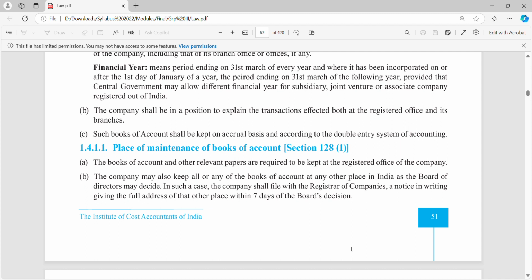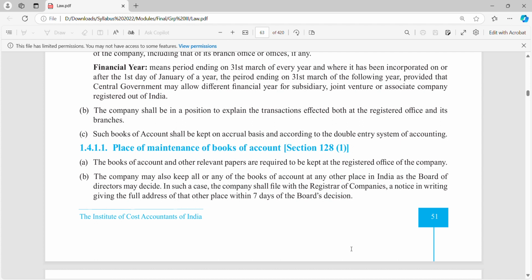The company may also keep all or any of the books of accounts at any other place in India as the board of directors may decide. In such a case, the company shall file with the Registrar of Companies a notice in writing giving the full address of that other place within 7 days of the board's decision. So the company may keep all or any specific books of accounts at any other place in India, say Hyderabad or Bangalore, as decided by the board of directors.